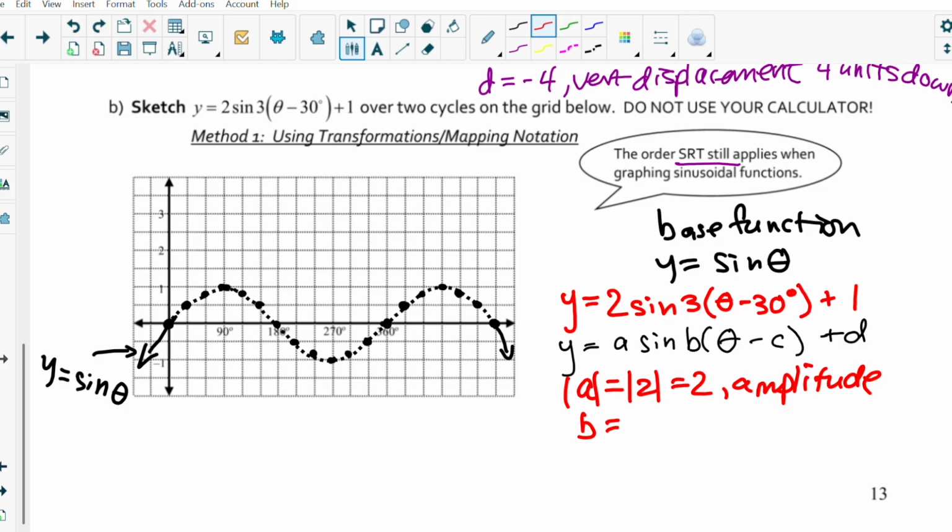B value is 3. So my period, okay, so it's not the factor, it's called the period now for sinusoidal functions. We are using degrees, so that's 360 degrees divided by the absolute value of 3, and that equals a period of 120 degrees.